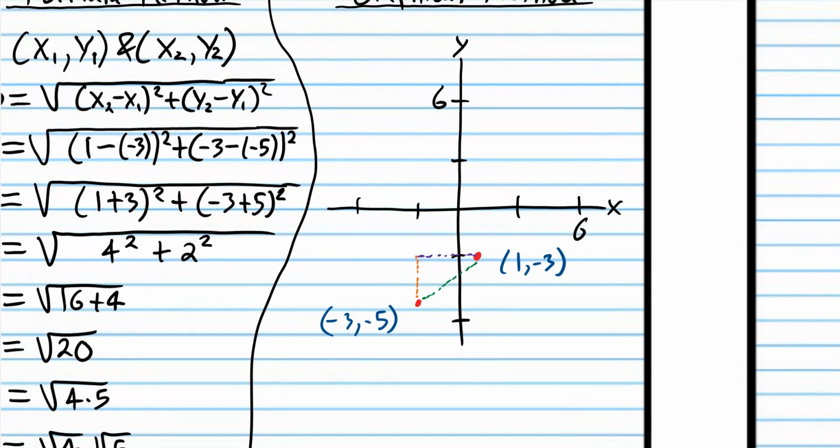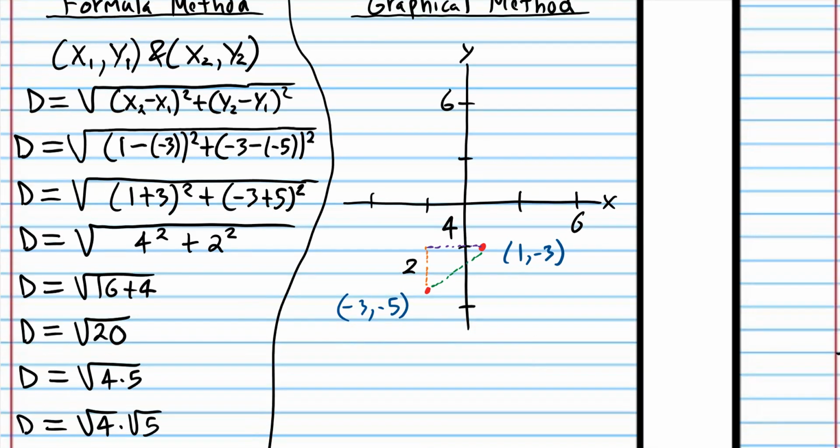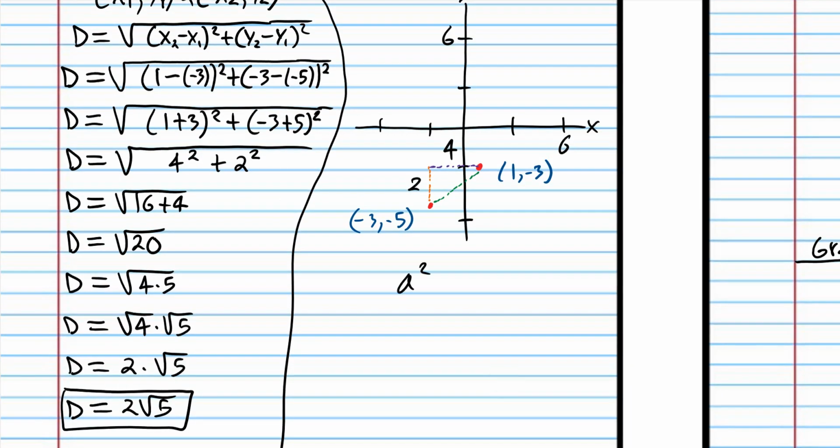So the hardest part is finding these legs, the lengths of these legs. Subtract the x values. 1 minus -3 is 4. And -3 minus -5 is 2. Whoops, I didn't do that correctly. I got those mixed up. Sorry about that. That should be 2 is the vertical and 4 is the horizontal. All right, so that's our right triangle there.